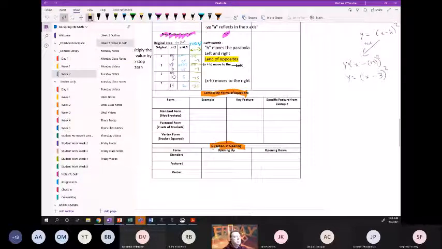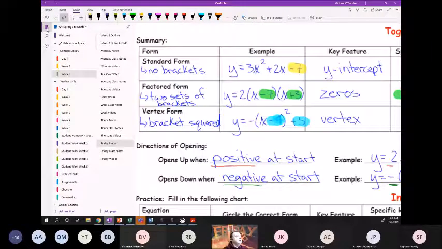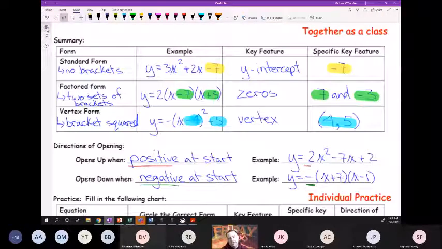And you can fill in here, opens up if it's a positive. I could go like this and I put a plus in there as in it's positive. And it opens down if it's a negative in front. That's what you'd write down here. So I'll pop back here so you can see the nice writing instead of my chicken scratches.